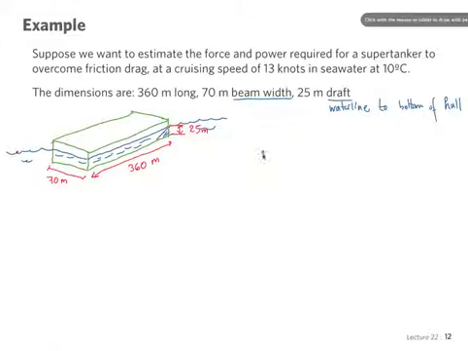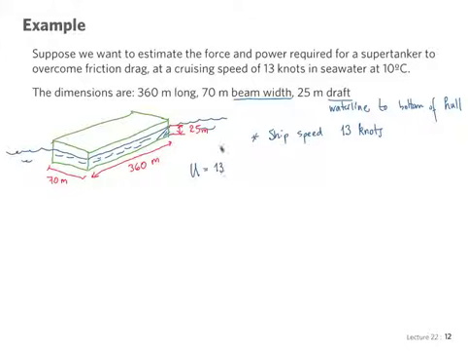And the ship speed is 13 knots. A knot is a nautical mile per hour, so we're going to have to do the conversions to meters per second. So U is equal to 13 nautical miles per hour. We'll use our grid method here to be able to convert properly.